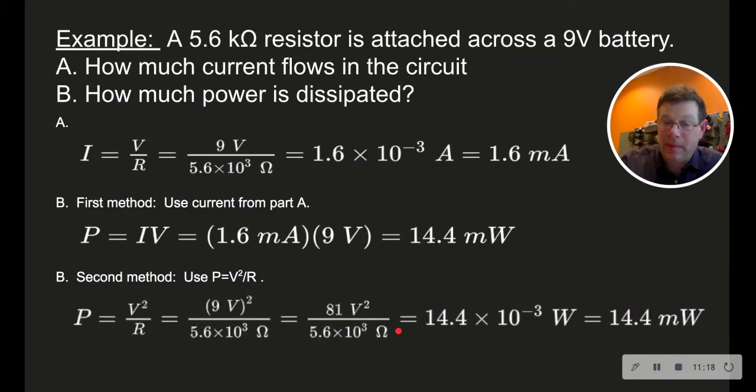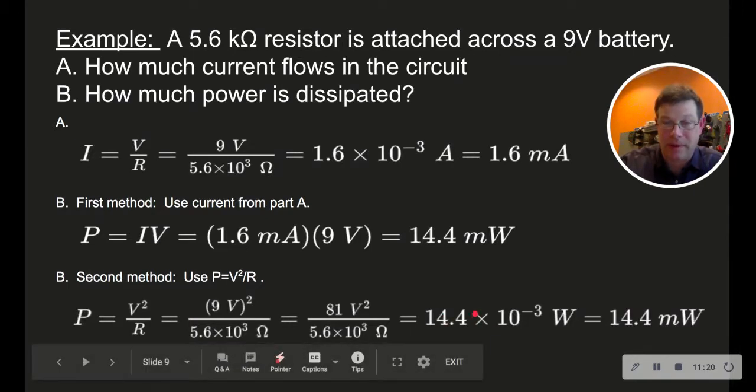Well, 81 divided by 5.6 gives us 14.4. And the V squared over ohms has got to be a unit of watts, because, again, it's metric units, so it's a watt. And the 10 to the minus 3 comes from taking the reciprocal of 1 over 10 to the 3, 10 to the minus 3. And of course, 10 to the minus 3 is nothing but a milli, so our final answer is 14.4 milliwatts, same as in part B.